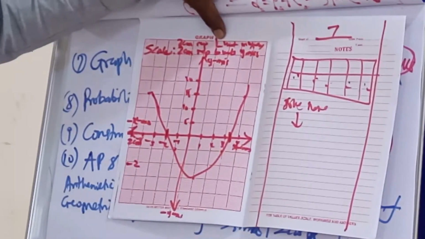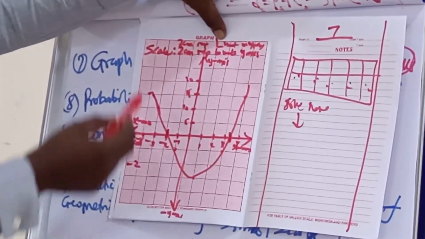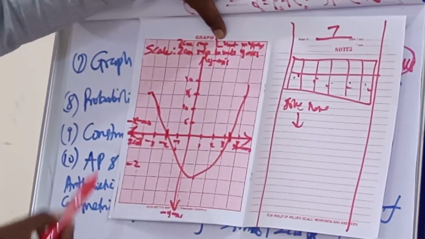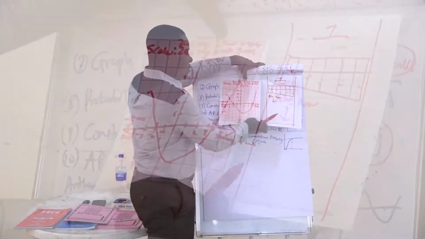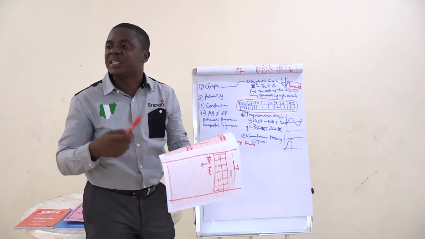So when you are doing your graph, make sure you label your graph and plot accordingly, and you try and get all the marks. If you don't label your graph, you lose marks. If you don't put a scale, any graph without a scale makes no sense.